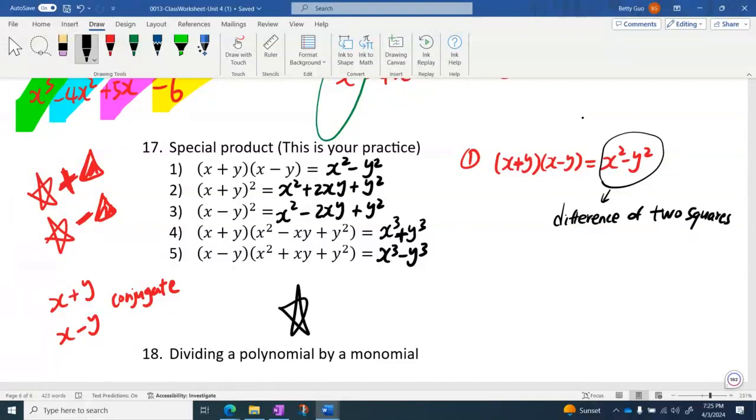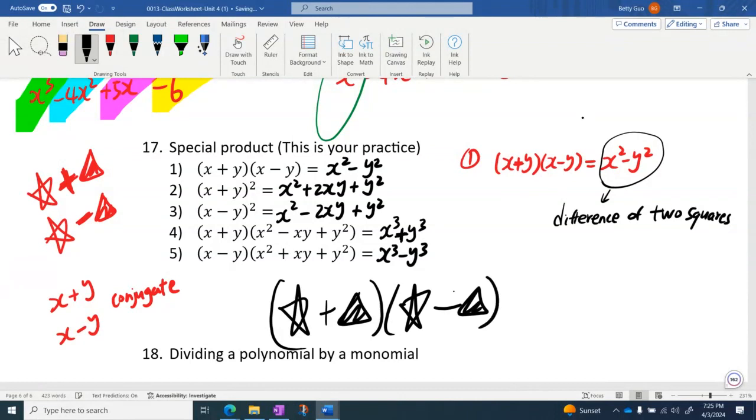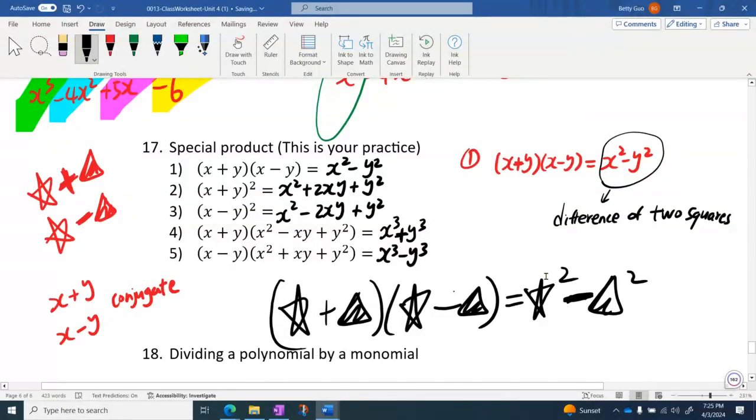If we have star plus triangle, multiply with its conjugate, star minus triangle, star plus triangle times star minus triangle, then the result is going to be a difference of two squares. It's going to be the star square minus triangle square. That's how it works. So if you remember this formula, then you would be able to process the multiplication faster.